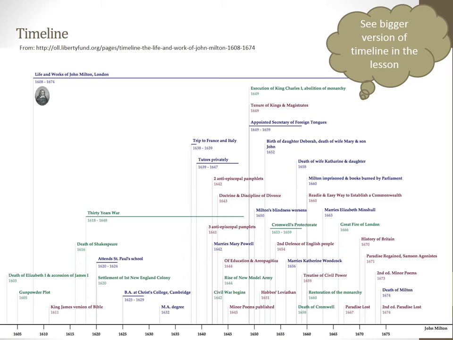I've included a little video of the Gunpowder Plot in the lesson just to give you an idea of what that meant and what was going on there. So Milton, if you see all these dark blue things, and the dark purple too, all the different important writings, you see all the things that he's doing.